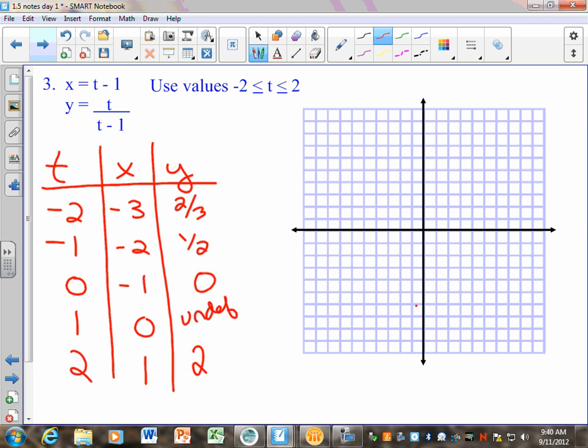But to solve this one for t, I could just add 1 to both sides, and I get t equals x plus 1. So just like before, I can use substitution and replace both of those t's with x plus 1, and I'm going to get y equals (x plus 1) over (x plus 1 minus 1).